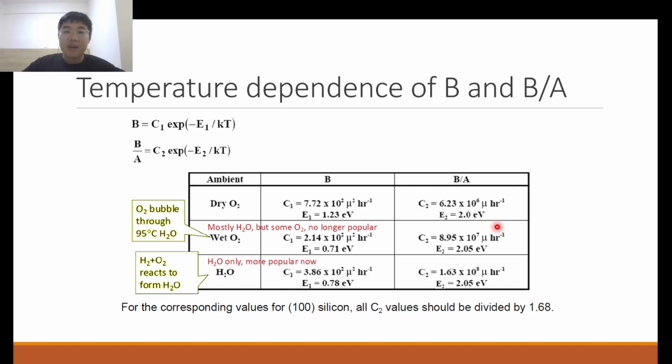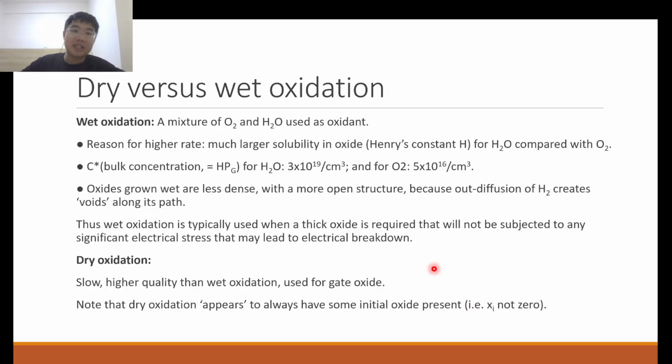And at the same time, we see that B over A, the pre-exponential term, is also much larger. So we see that the switch from dry oxygen to wet oxidation using H2O will enhance both the constant B and the constant B over A. And what is the reason for this? This is because steam has a much larger solubility in oxide compared with oxygen. So the Henry's constant H is much larger for steam compared to oxygen.